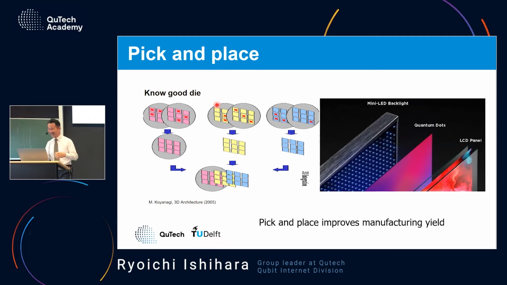The newest iPad Pro has a micro LED display using this pick and place technology. So you have an HD screen. Instead of having a big backlight, it has small LED backlights. What it does is locally dim the backlight. So if you watch a nice movie with a dark background, it can dim it locally, so you get a very high contrast image. This technology has been used already for displays. So pick and place improves manufacturing yield.